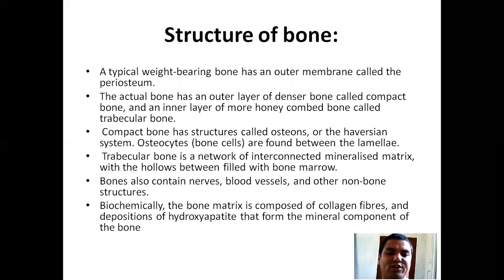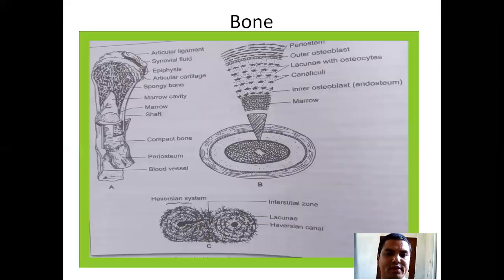Trabecular bone is a network of interconnected mineralized matrix with the hollows between filled with bone marrow. Bones also contain nerves, blood vessels, and other non-bony structures. Biochemically, the bone matrix is composed of collagen fiber and deposition of hydroxyapatite that forms the mineral component of the bone. See here the figure of the bone, TS of bone, you can see.